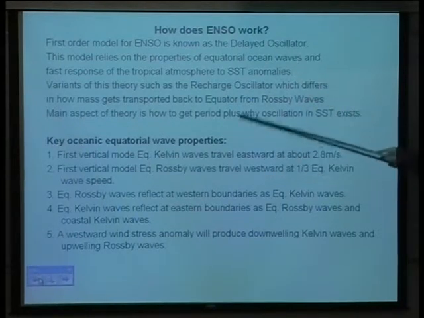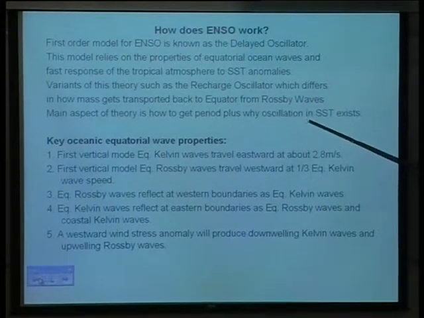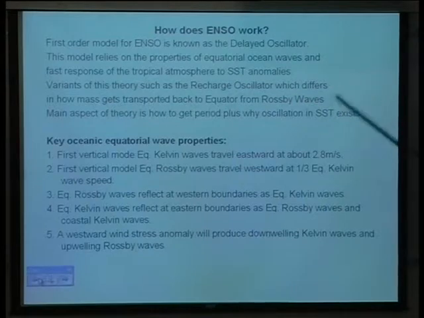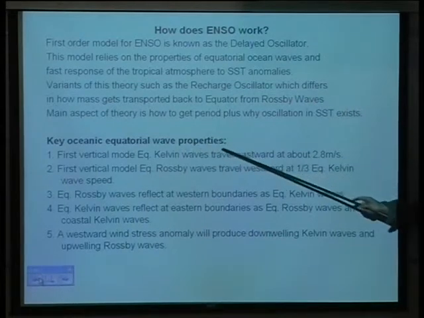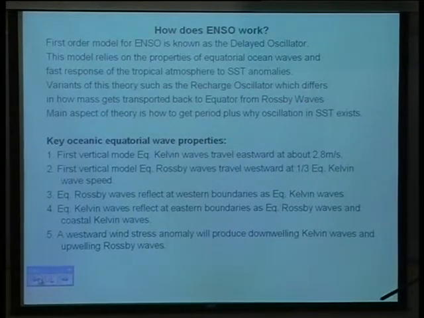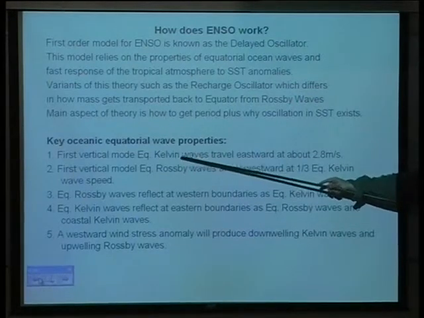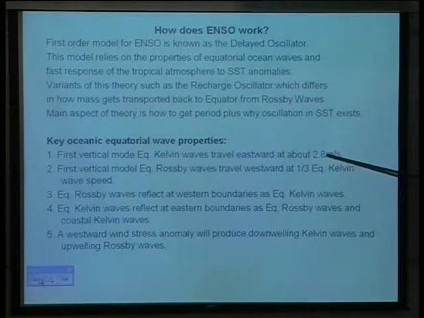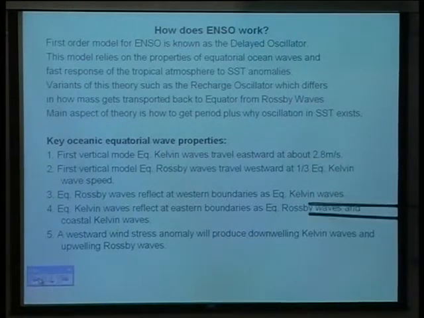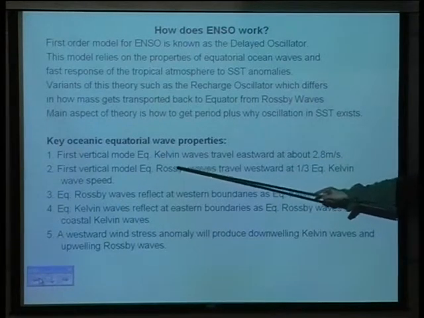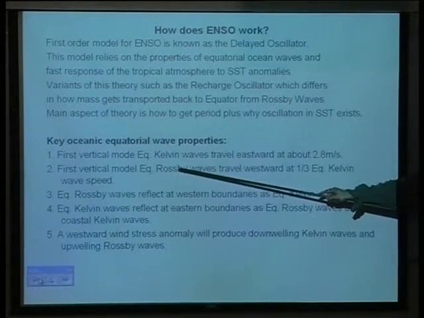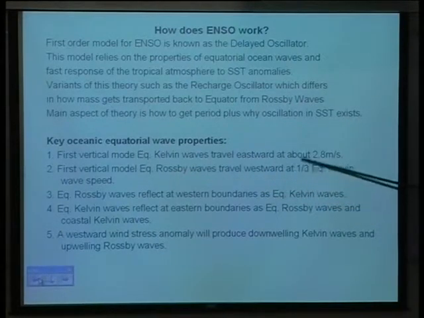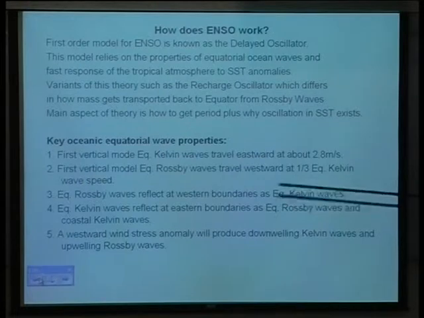So the main aspect of this is how to get the period and why it oscillates. The key oceanic equatorial wave properties that we'll rely on for this: we're going to use, for the most part, first vertical mode equatorial waves, Kelvin waves, which travel east at about 2.8 meters per second along the equator. And these first vertical mode equatorial Rossby waves, which travel at 1/3 that speed to the west.